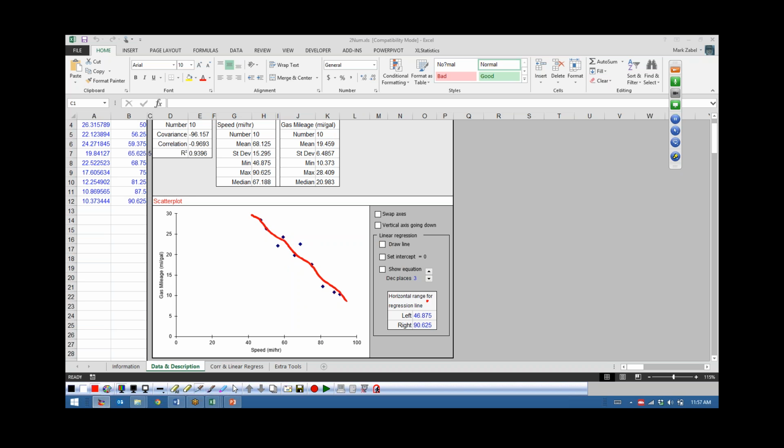And then finally, I'm looking at the direction. In this case, I understand that it's negative, because as speed increases, gas mileage, my response that I care about, decreases. So I can say essentially, as speed increases, gas mileage tends to decrease. That's it for a scatter plot, folks.